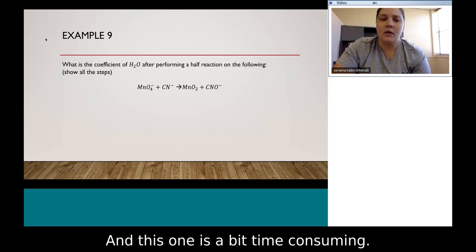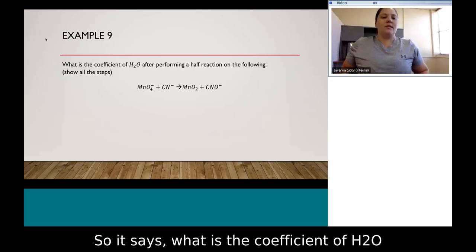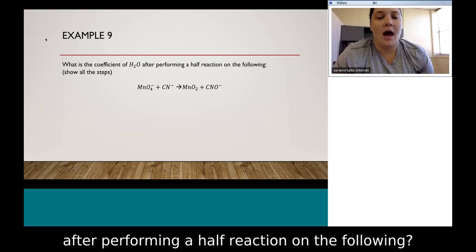And this one is a bit time consuming. It is going to be a half reaction. So it says, what is the coefficient of H2O after performing a half reaction on the following?